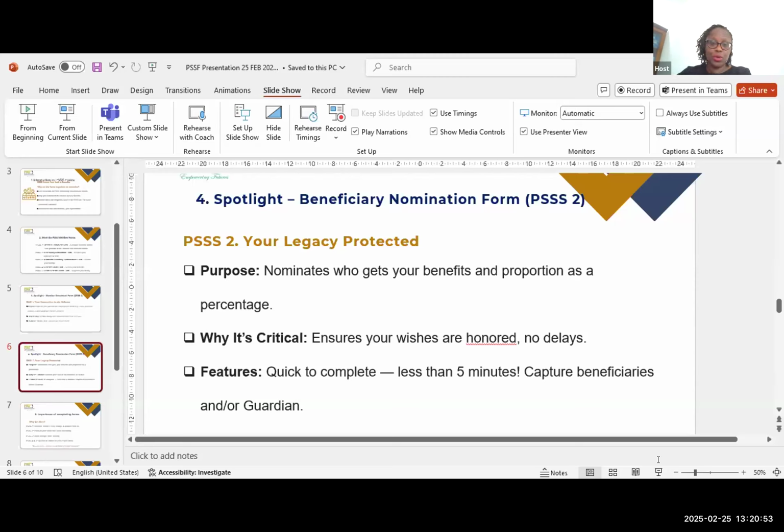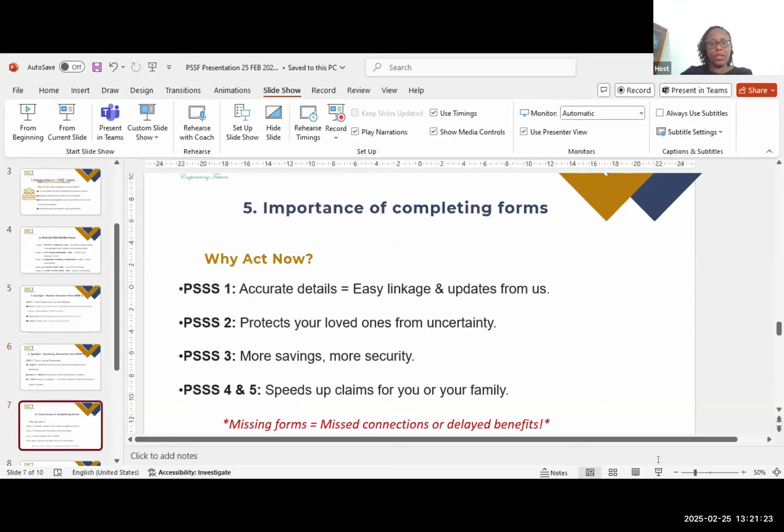Again, this form is quick to complete. We will look at them in a short while, and you'll see that in less than 5 minutes, you should be able to complete these forms. And in case you have beneficiaries who are minors, then you're allowed to nominate a guardian. Who is this person who is taking care of the children in your absence, taking care of your minors in your absence? So you can have the beneficiaries, but you can also have a guardian that you're nominating just in case they are minors.